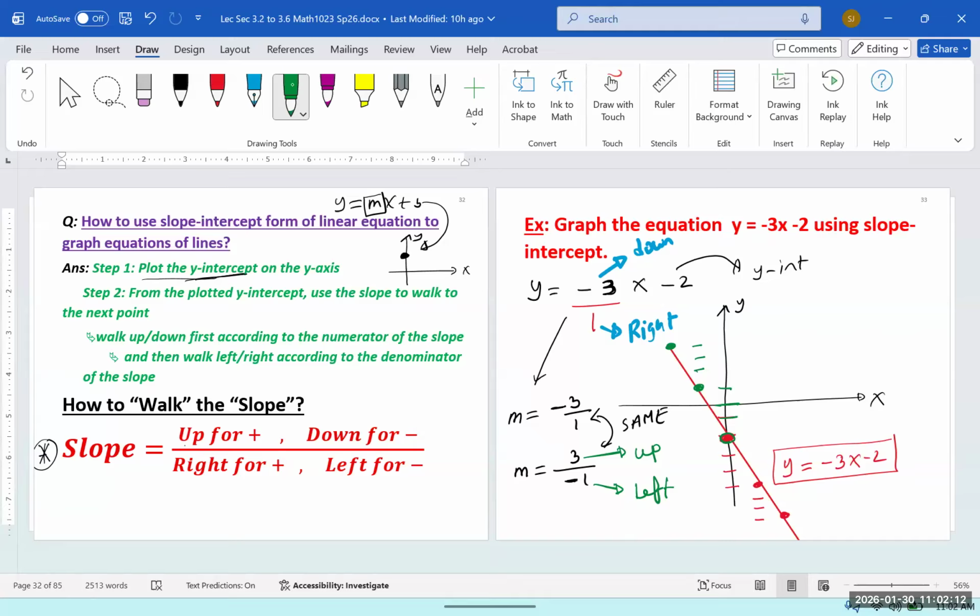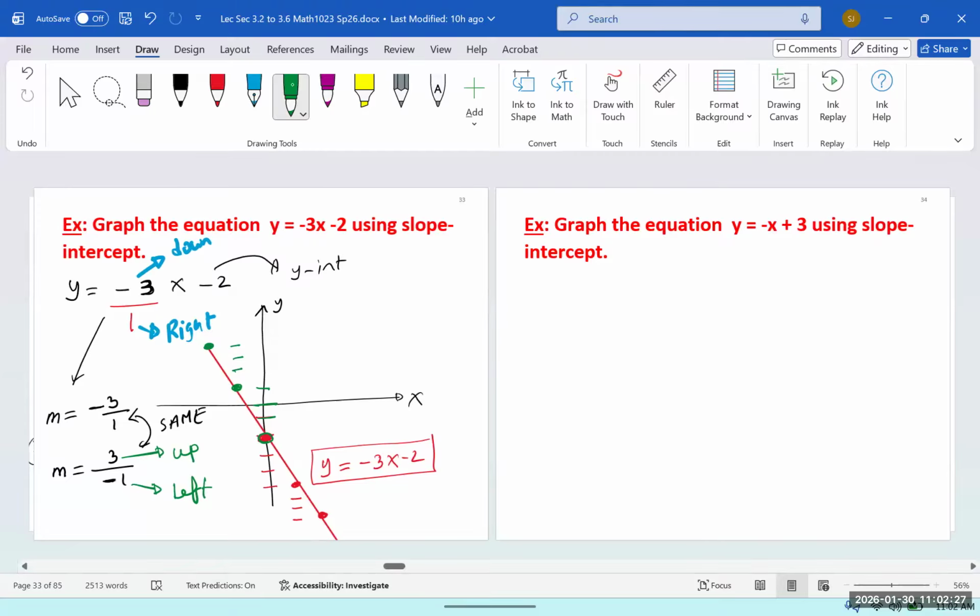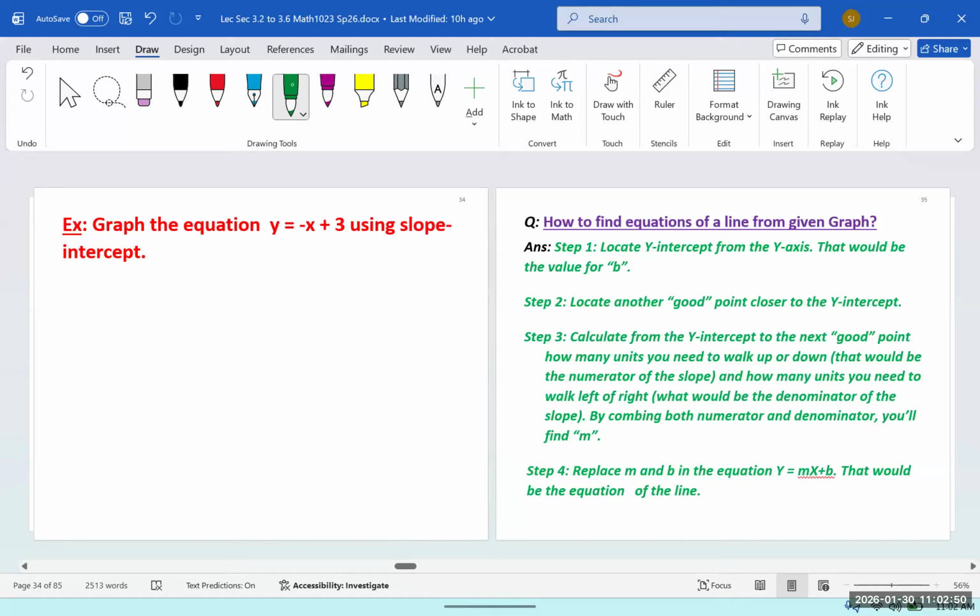Any question? Let me know when you don't understand anything, okay? I wanted you to try this question, but since we are not in class, I'm going to skip this for now, and I'm going to have you draw this later next week. And let me go to the next topic.